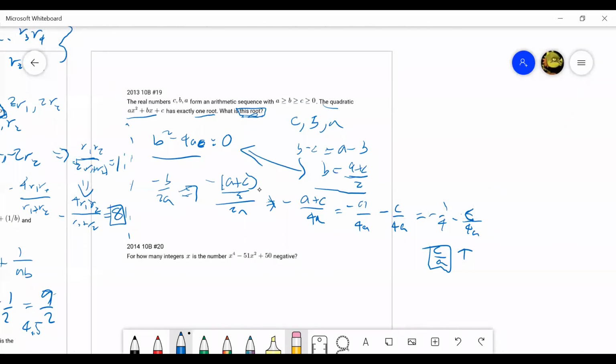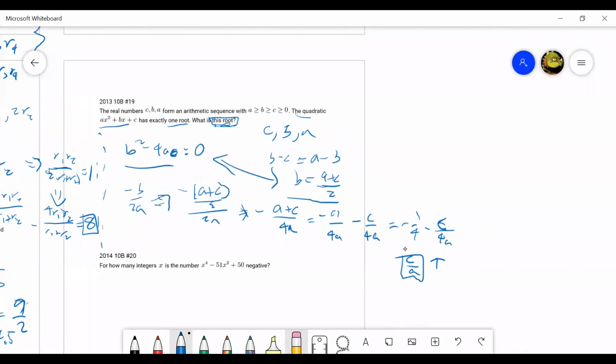So once you have a clear goal in mind of what you're trying to solve for, then you can actually try to solve it. And since we're only working with c and a here, we can substitute b in the equation so we can get rid of it. So when we substitute b equals a plus c over 2 into b squared minus 4ac equals 0, you can get a plus c over 2 squared minus 4ac equals 0. And this is just substitution.